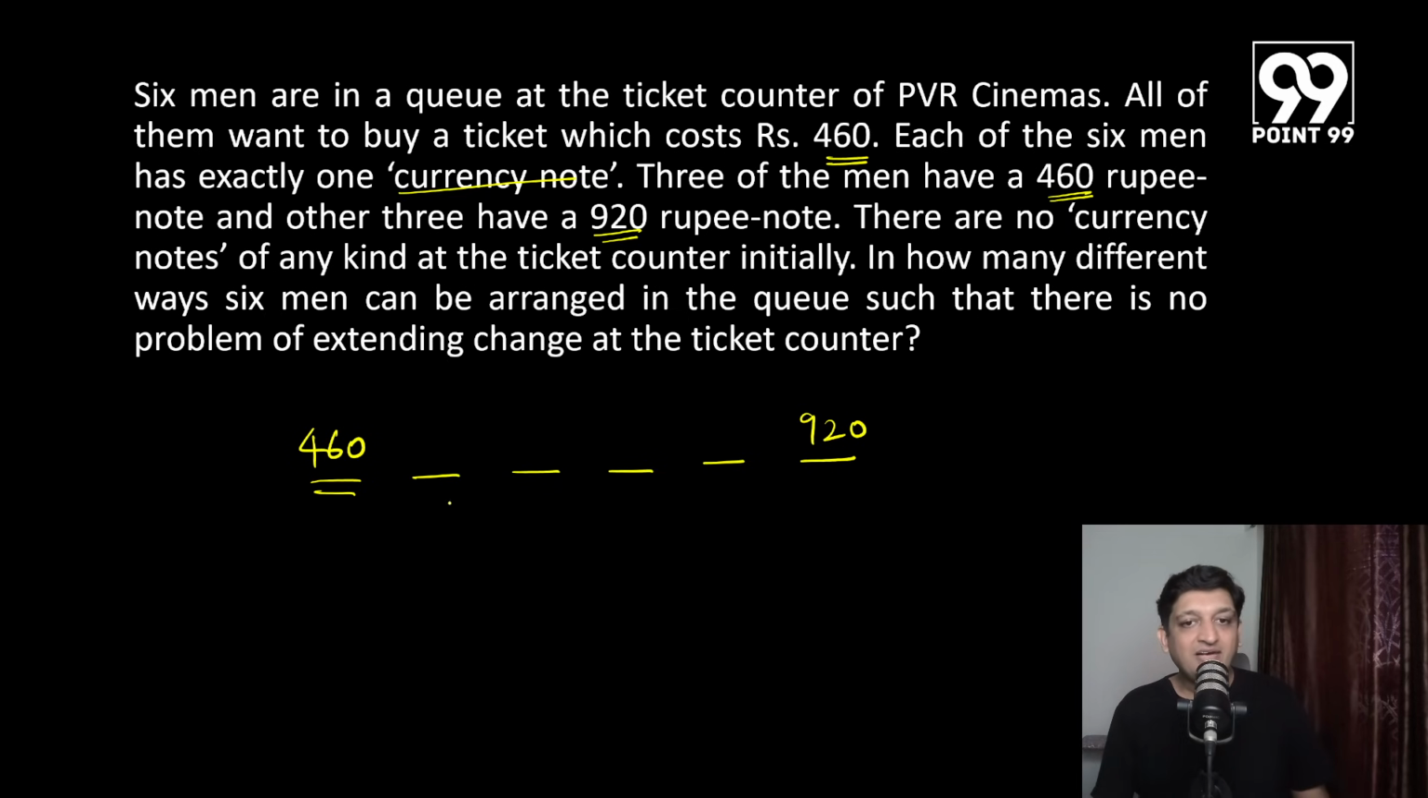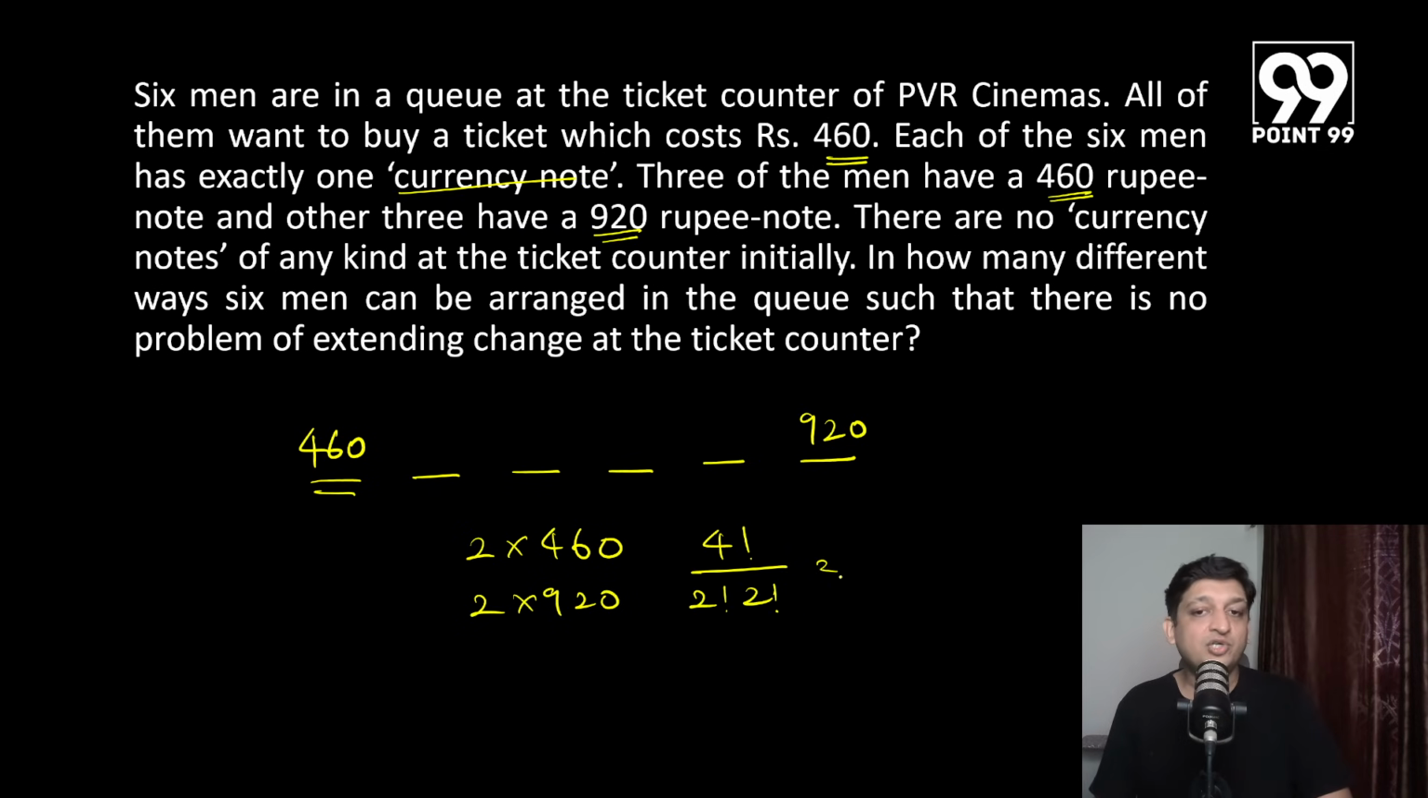Now, there are 4 blanks that are there, but you have to understand what can happen here. Now I have 2 920s and 2 460s. Now these 4 notes consist of 2 460 denominations and 2 920 denominations. So you should be able to arrange them in 4 factorial by 2 factorial, 2 factorial ways, which basically means 24 by 4 or 6 ways.